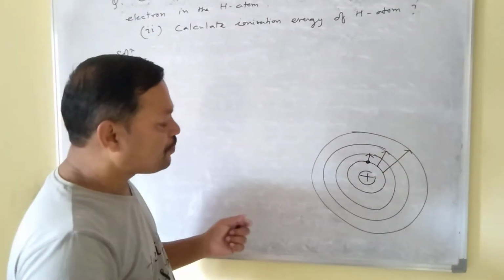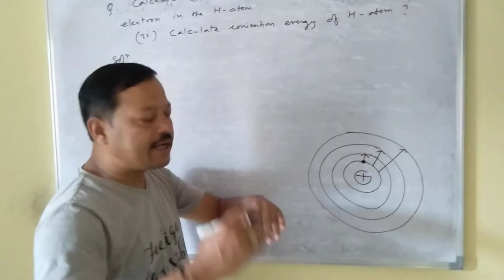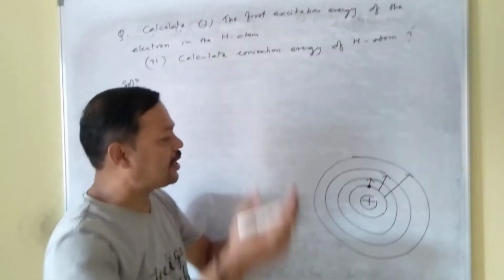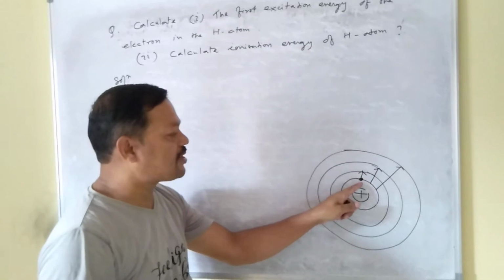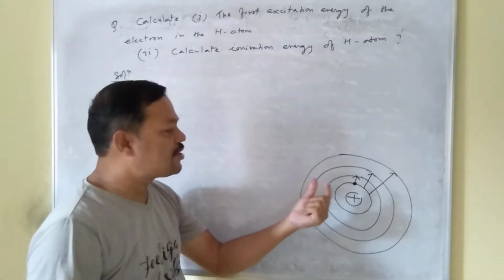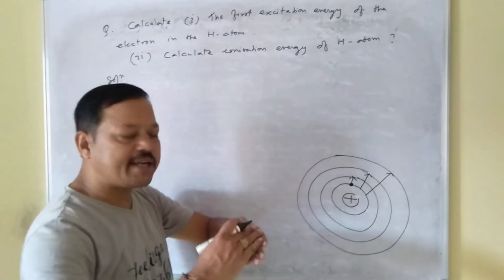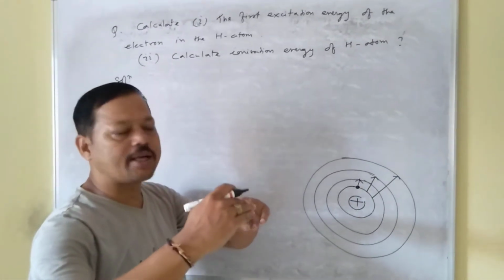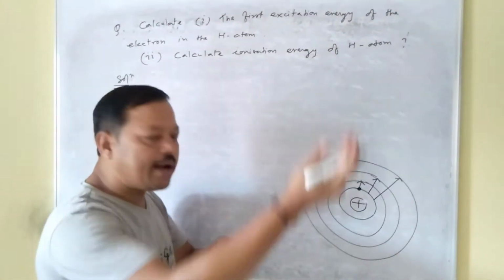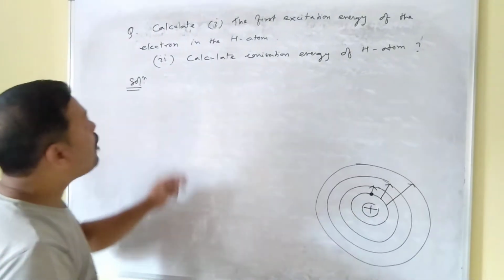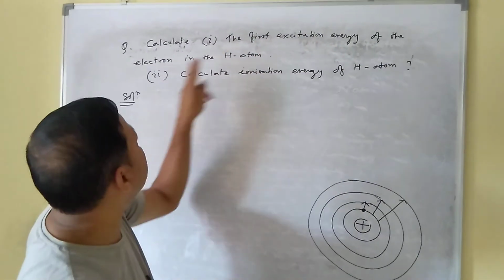So this way, when the electron absorbs energy, it will jump from the first cell to a higher cell. When the electron jumps from the first cell to the second cell, that energy is called the first excitation energy. Excitation means when the electron jumps from a lower level to a higher level. So now you have to determine the first excitation energy of the electron.